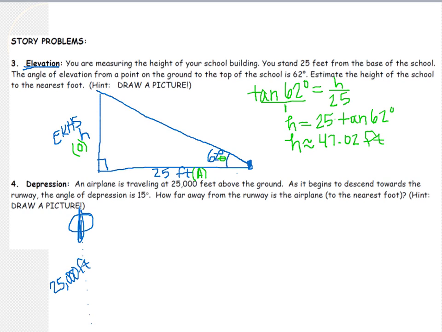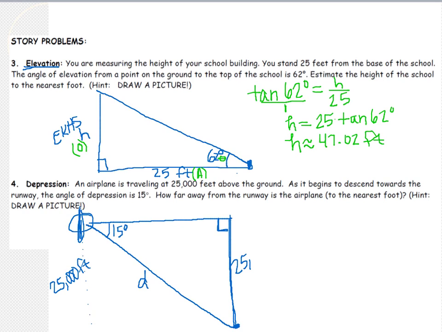So what an angle of depression is, if I draw a line going straight forward from the airplane and then draw an angle going downward, that would be my angle of depression. And it says this is 15 degrees. So remember, that's a very small angle. How far from the runway is the airplane? So if my runway is right down here at the bottom, then we're looking for this distance along here. So this is going to be a right angle, right up here, and this side is going to be 25,000 feet.